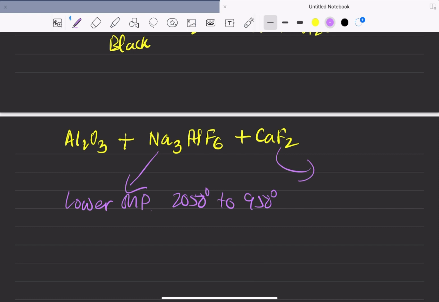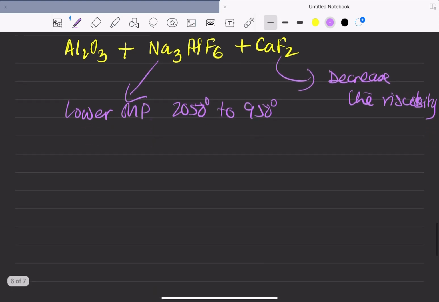What is the role of calcium fluoride? To decrease the viscosity, isn't it? These things you have written. Decrease the viscosity or increase the conductance. That's it. So the role of both these components I have already mentioned in the previous class. Okay, good.